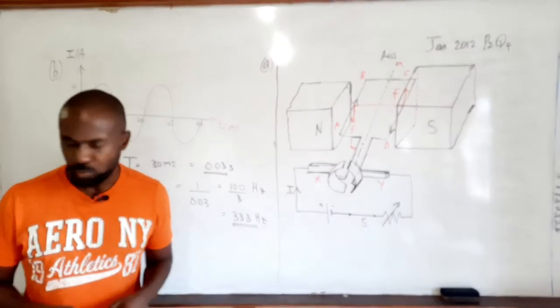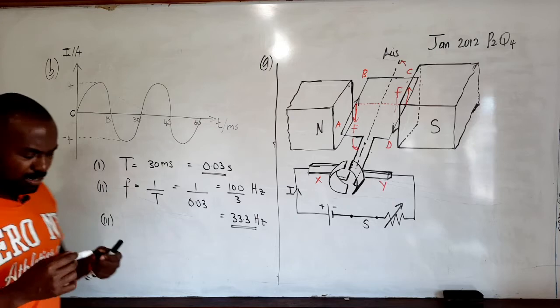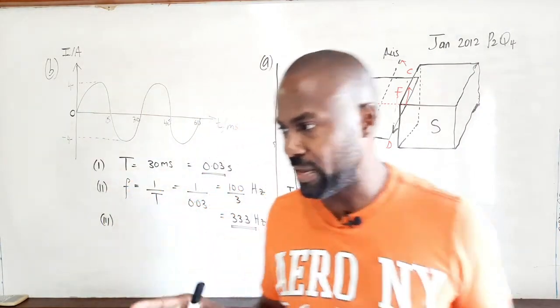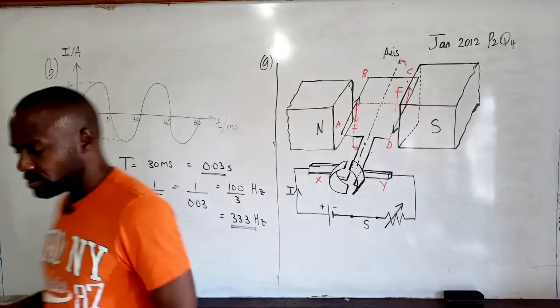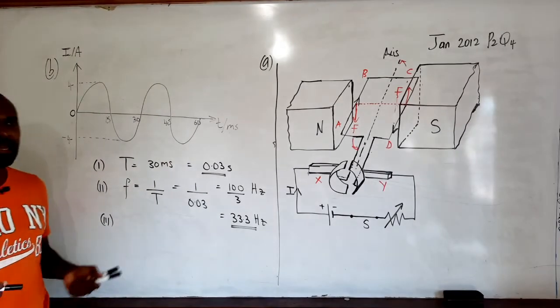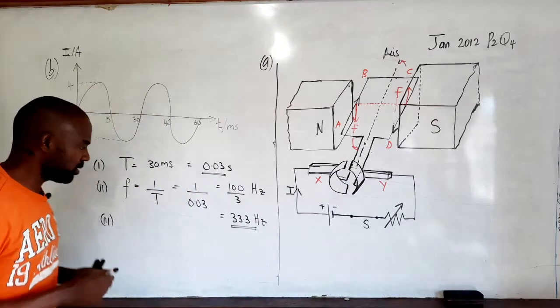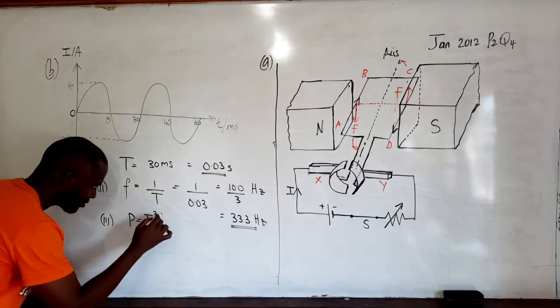So that's parts 1 and 2 of part B. Part 3 says we're supposed to calculate the maximum power dissipated in the resistor, right? So we're given a graph of current against time. Now, what is the formula for calculating power? Right, so we use the formula P equals I squared R.